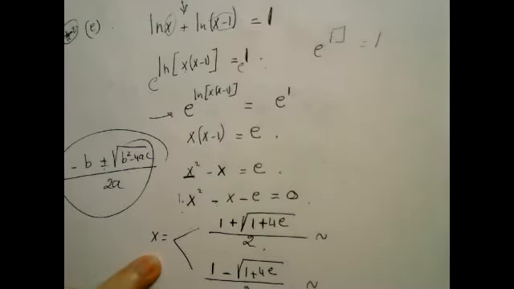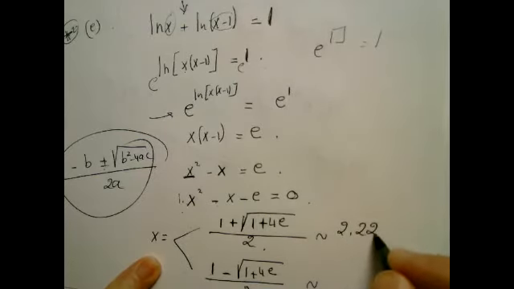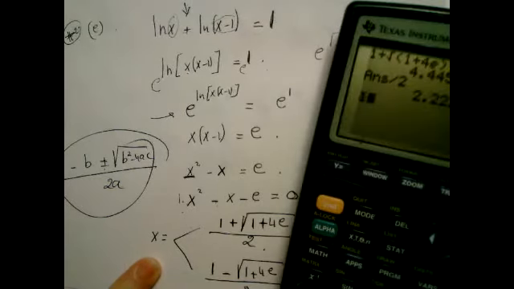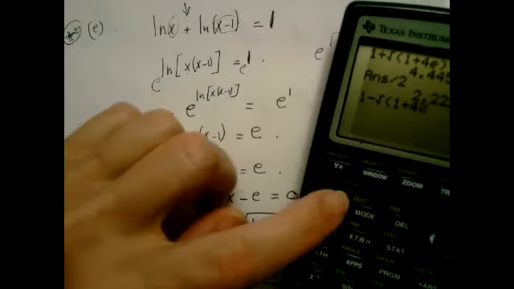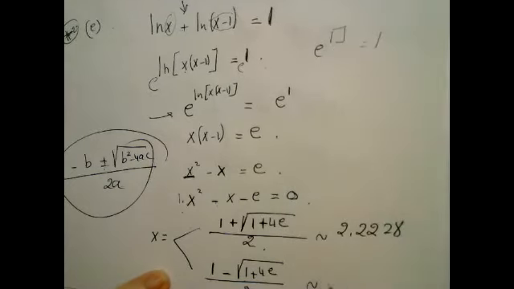So the first one is giving me 2.22. And the second one, 1 minus the square root of 1 plus 4e, divided by 2, is giving me minus 1.22.